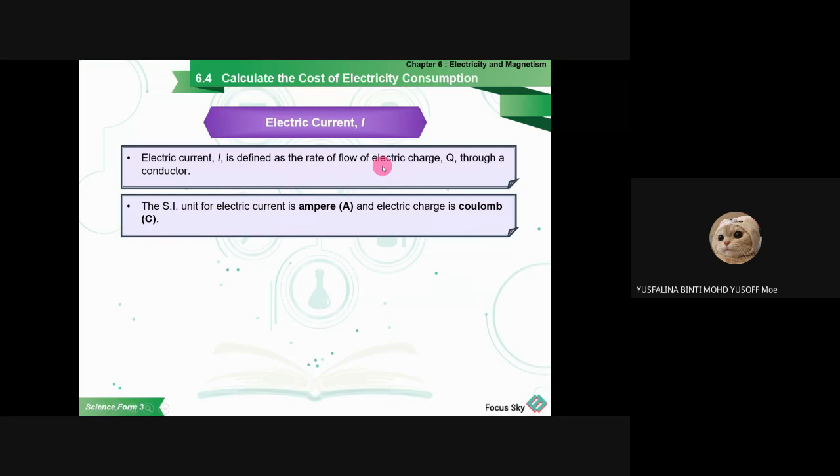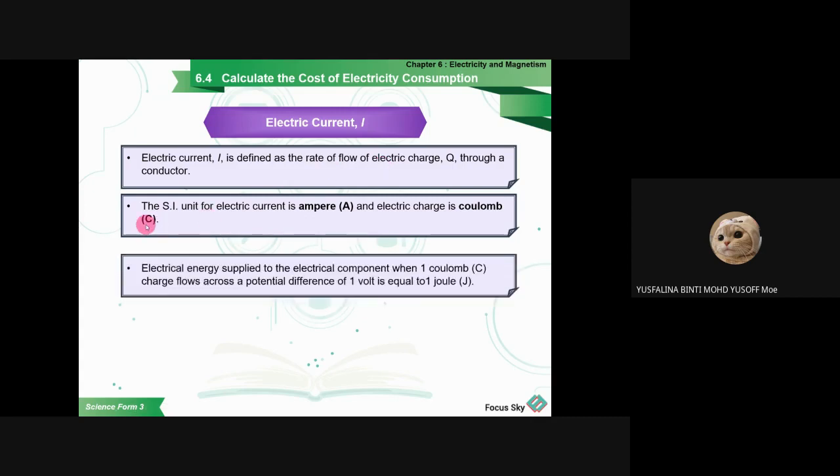So the SI unit for current is ampere and the unit for electric charge is coulomb, with the symbol C. The energy the electricity supplies to the electrical components when 1 coulomb of charge flows across a potential difference of 1 volt is equal to 1 joule.